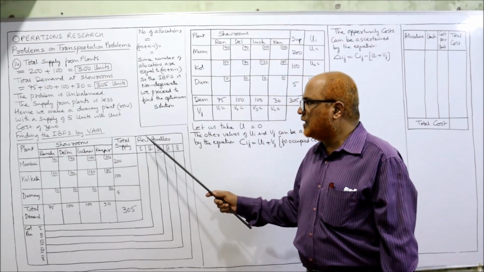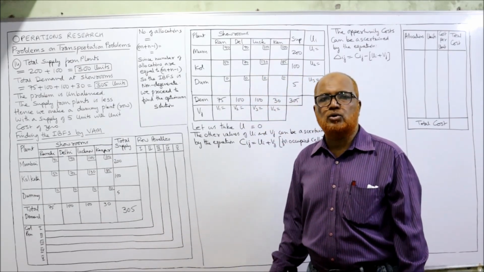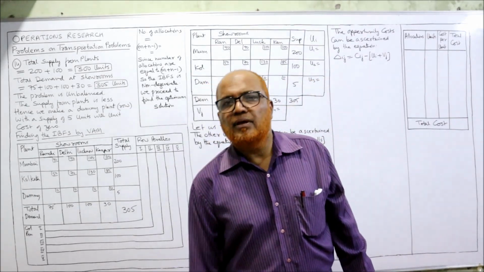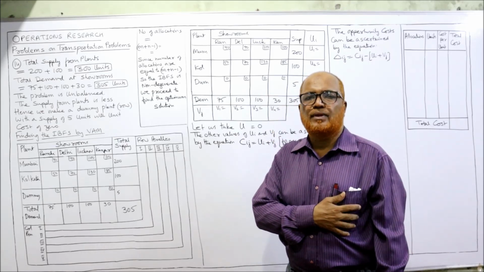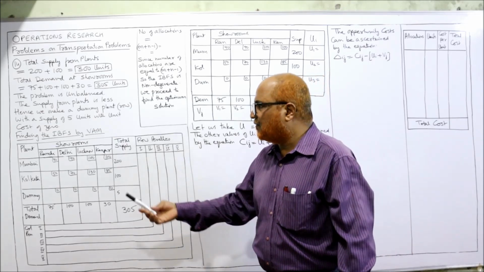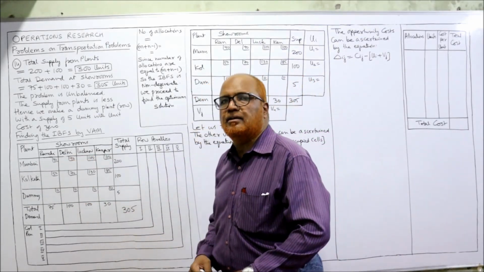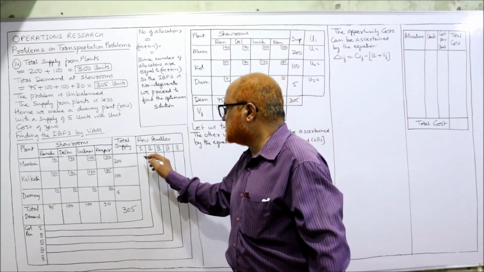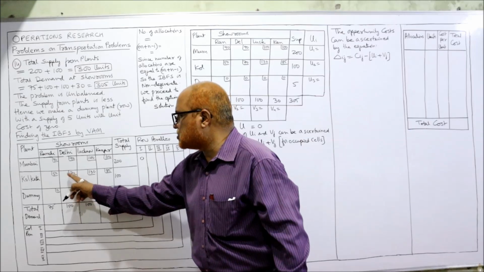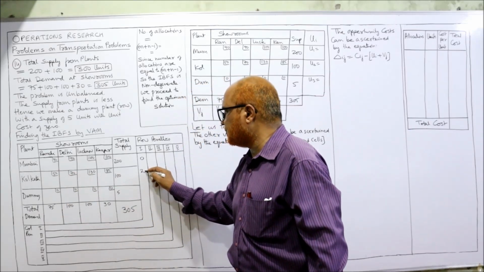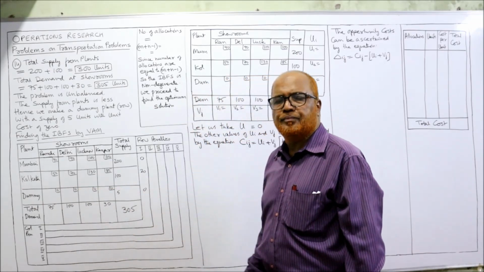Now we need row penalties and column penalties to find the IBFS according to VAM. Penalty means the difference between the smallest cost and the next smallest cost. In the first row, the smallest cost is 90. The next smallest is also 90. So 90 minus 90 is 0. Second row, minimum is 50. Next minimum is 70. So 70 minus 50 is 20. Now third row, all zeros, so we'll take 0.